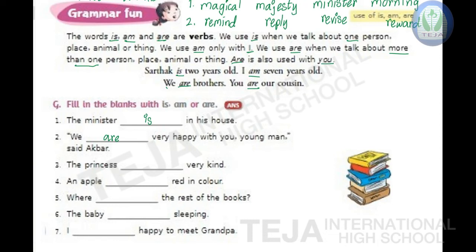Next, third one: The princess dash very kind. Here princess is a singular form, so the word is is used. Write is on the blank.